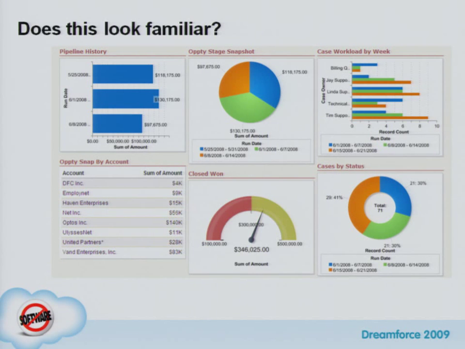All right, so does this dashboard look familiar to anyone here? We all have dashboards that look pretty much exactly like this. We have our favorite pie chart or pie graph. We have a chart. We have a vertical and horizontal, and then a gauge. And we've actually put in one of the new chart types from summer '09.